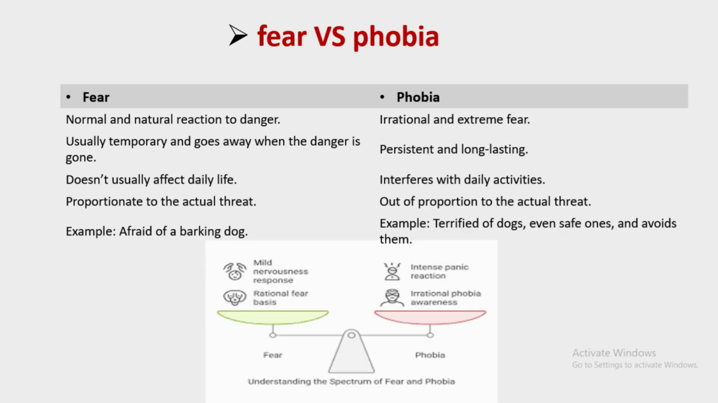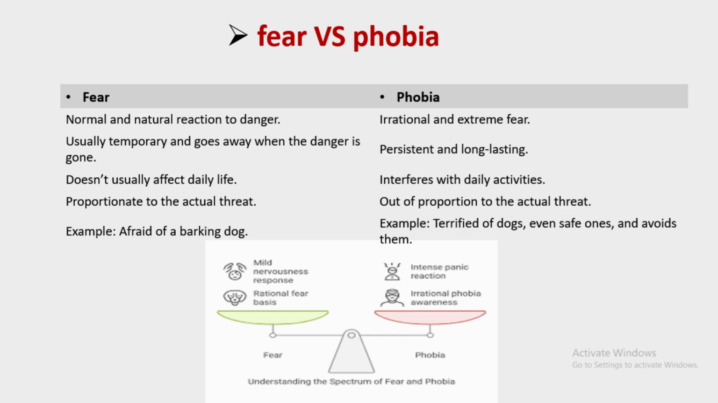So, what is the difference between fear and phobia? Fear is basically the normal and natural reaction to danger. Phobia is an irrational and extreme fear. Fear is usually temporary and goes away when the danger is gone. Phobia is persistent and long lasting.